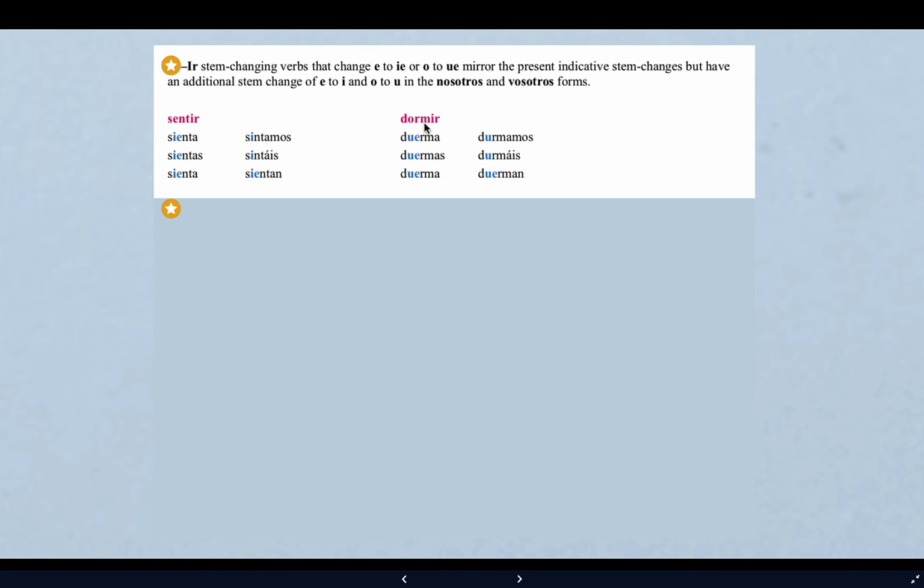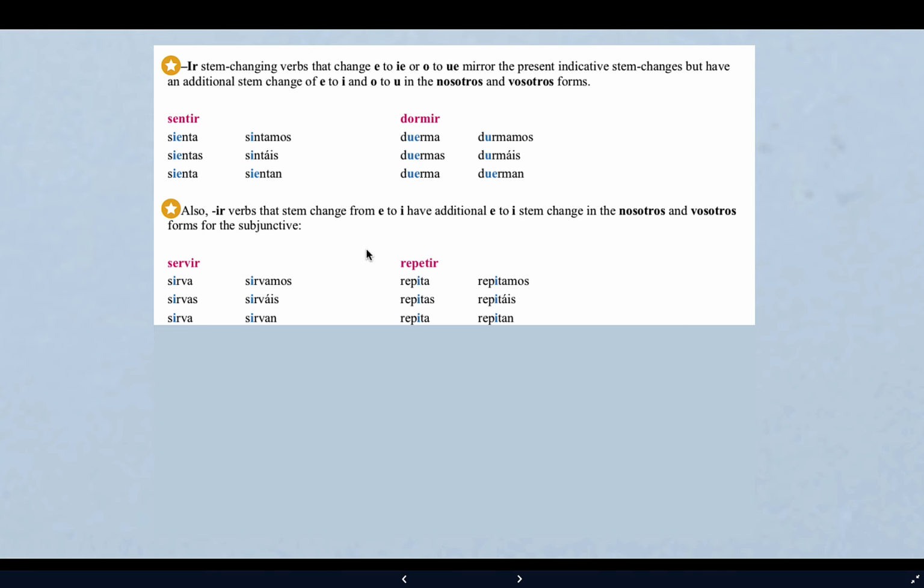In the present indicative, we would have said nosotros dormimos, right? This would have remained an O, but not in this form, right? We'll remember to change it from O to U. Kind of makes it easier, right? Because you know that they all kind of just stay the same a little bit.